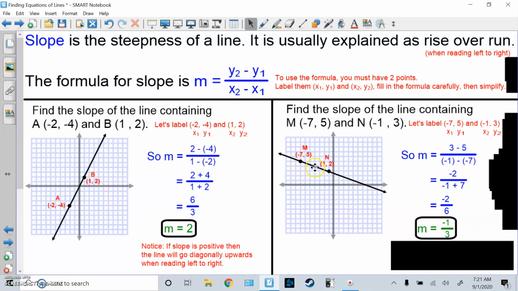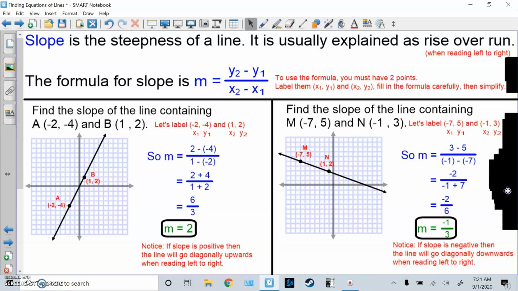So it's down 1 over 3, down 1 over 3. And here, notice if the slope is negative, then the line will go diagonally downwards when reading from left to right. So this is a downhill slope.